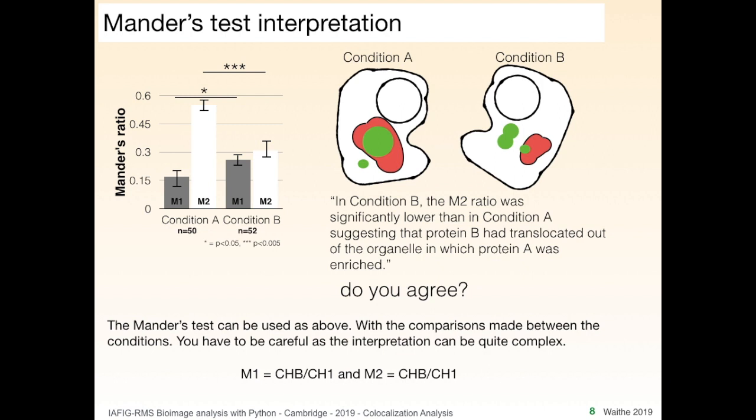The point is, when you use the Mander's test, you get two coefficients, so you have to think carefully about what that actually means in terms of your images. You have to sit down with examples and make sure that you're interpreting it in the right way. But it's quite a powerful approach, and once you get your head around what the M1 and M2 mean, and there's just these two simple ratios, then you can use it to do some quite powerful analysis. Okay, so that's an example of the Mander's test.